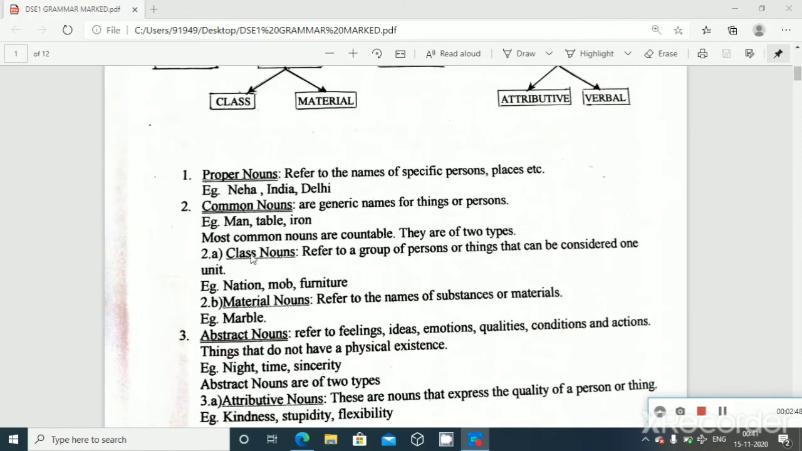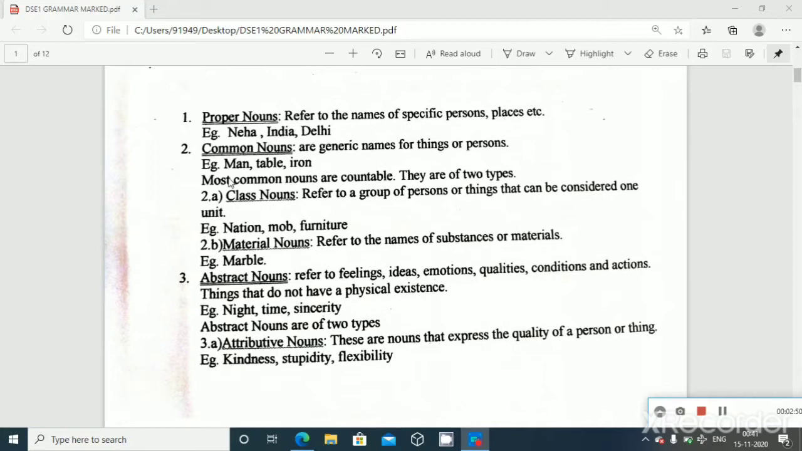First one, proper noun. What's a proper noun? Proper. The term itself is very familiar to us. When someone asks us for some detail, sometimes they want to know the proper. That is something very definite or specific in that regard. Yes, of course, the definition goes in that way: proper nouns refer to the names of specific persons, places, etc.